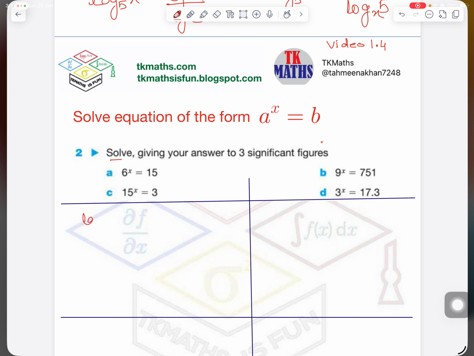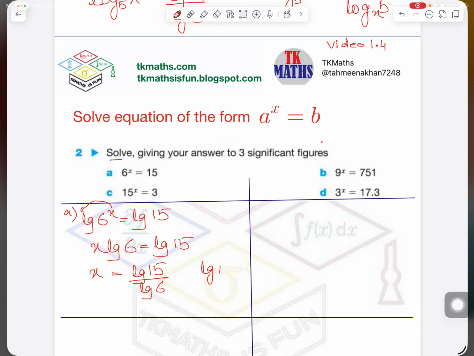So I can rewrite part A first of all. I can take log on both sides. And then I will apply the power law. x will come here as a multiplier. And then basic algebraic rule, lg 15 divided by lg 6. Please remember, this is not algebra where lg is multiplying by 15. Very common mistake. lg 15 itself is one whole number, right? So please remember, do not deal with it as algebra.